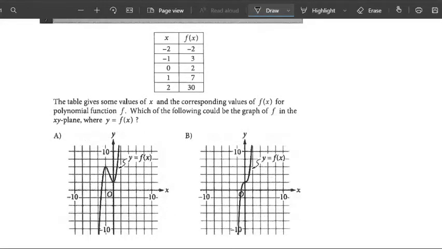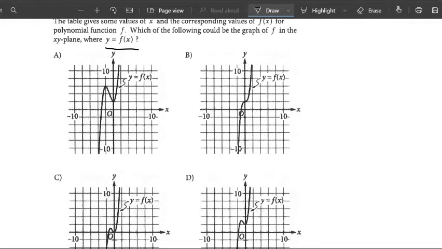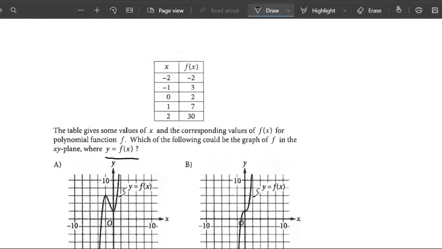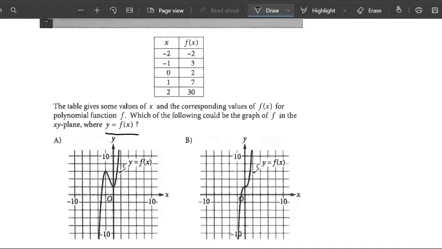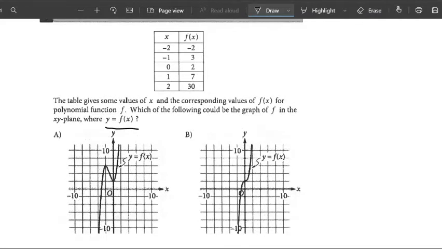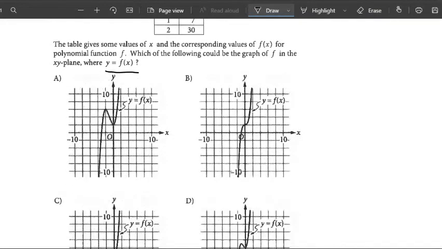The table gives some values of x and the corresponding values of f of x in the polynomial function f. Which of the following could be the graph of f in the xy plane, where y is equal to f of x? Okay. So starting off, let's look at each graph, and as you can see, the scale is 1 centimeter is 2 units. So we'll keep that in mind. Now let's check these values. If x is 0, y should be equal to 2. X is 0, y is 2, that's correct.